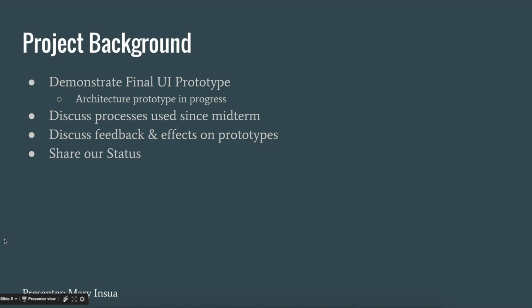In this presentation, we will demonstrate for you our final user interface prototype. We also have 1 iteration of our architecture prototype in progress. We will discuss the processes we have used since the midterm. We will discuss feedback we have received inside and outside of our group and the effects this feedback has had on our prototype. And we will share our final project status. Now we will demonstrate for you our final user interface prototype.